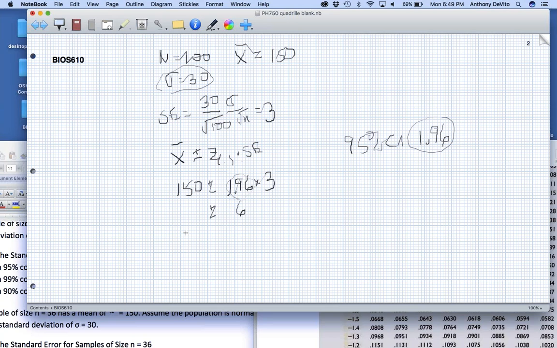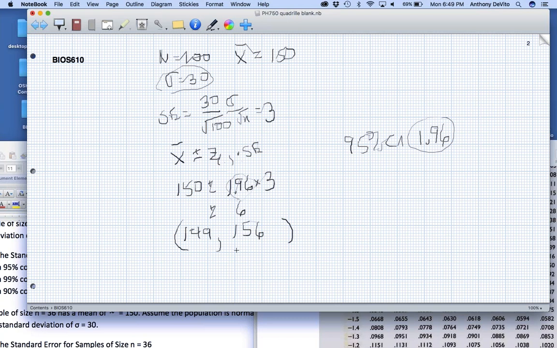So our confidence interval is going to be 149 on the lower end and 156 on the higher end. So we're 95% sure the true mean for this population is between 149 and 156. Do we know what the mean is? No, we don't know the population mean. We just know a range for the population mean.